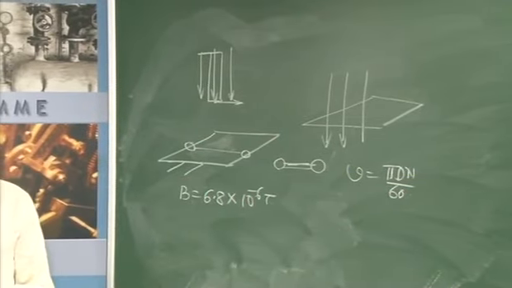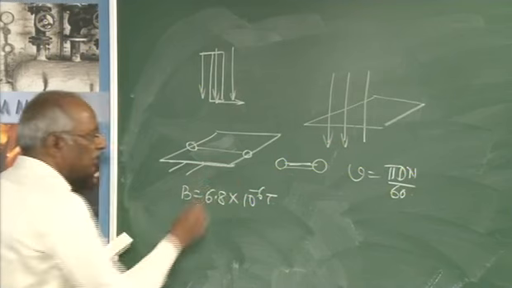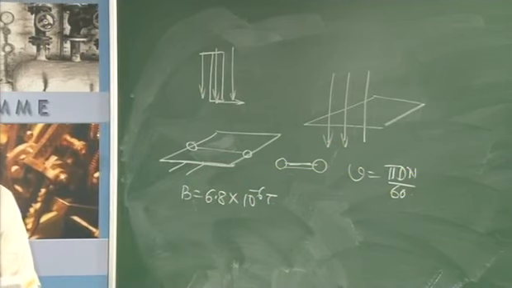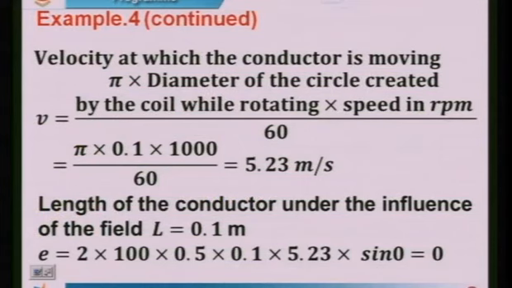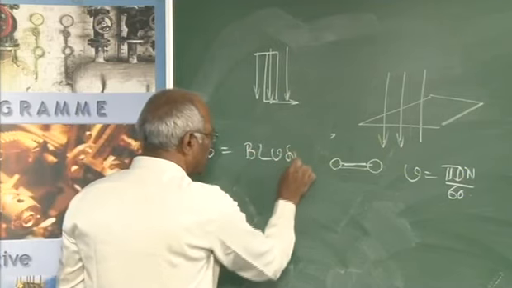When it is substituted, pi, the diameter being 10 centimeter or 0.1 meter, into 1000 divided by 60 will give you 5.23 meter per second. The EMF induced is equal to B L V sin theta.